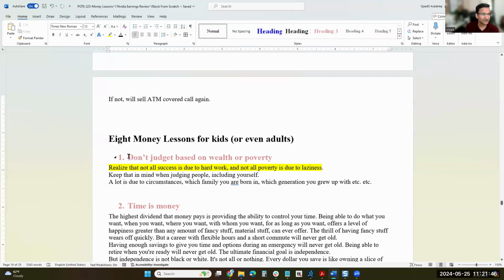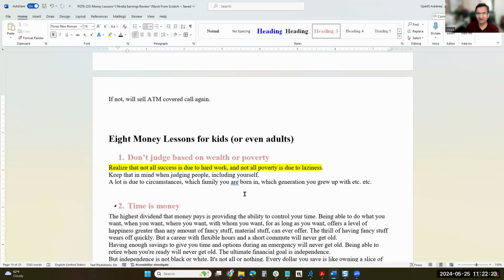Don't judge based on wealth or poverty. Number one, realize that not all success is due to hard work and not all poverty is due to laziness. So keep that in mind when you're judging someone based on their financial status. A lot more depends on luck than what we give credit for. As human beings, we think all the bad things that happen to us are because of luck, and all the good things that happen to us are because of me. Right? That's not the case.